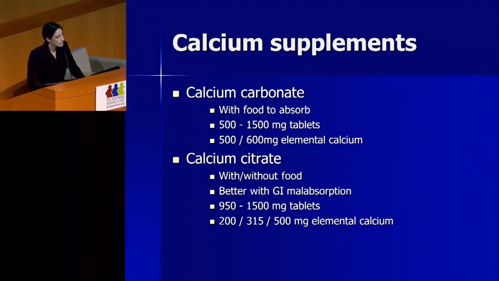The typical cheap calcium is calcium carbonate, but that is the one that doesn't get absorbed if you're taking an antacid, and it also doesn't get absorbed as well if you have GI disease, malabsorption, gut issues. And so the typical one that I recommend for people who have malabsorption or gut issues is calcium citrate.